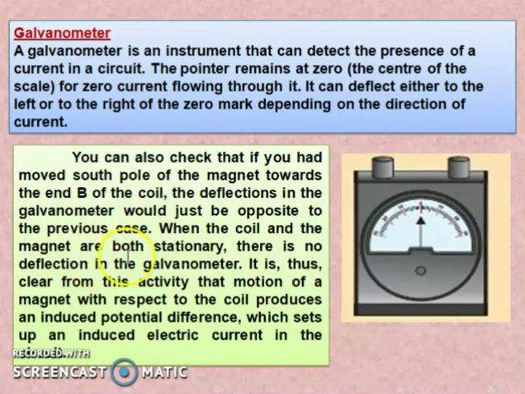When the coil and the magnet are both stationary, there is no deflection in the galvanometer. So it is clear from this activity that the motion of the magnet with respect to the coil produces an induced potential difference, which sets up the induced electric current in the circuit. So using a magnetic field, we are inducing an electric current, creating a potential difference.